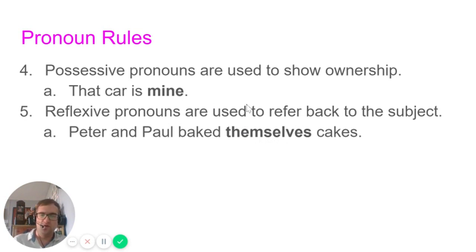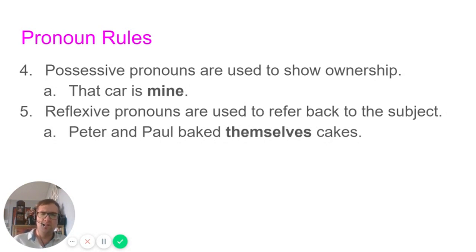They baked it themselves. So here the reflexive, it's referring back to the subject. There is, in this way, no object. So themselves is this pronoun that refers back to this subject. It doesn't replace the subject, but it tells you who did. So they baked themselves cakes.